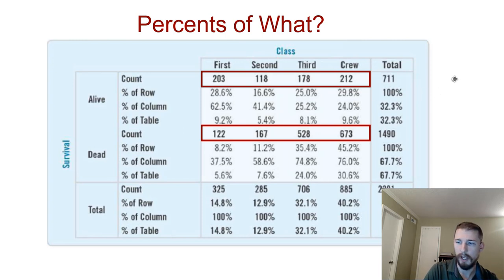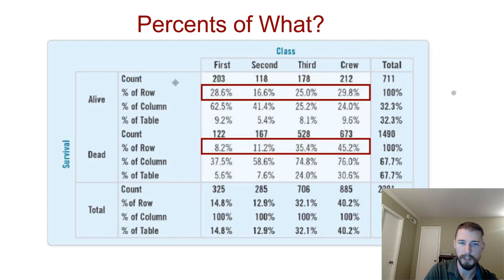So let's look at our first one. The first one is the percentage of the row. If we look here on the row, that's 100%. So we're talking about what is our breakdown of all the survivors. If you survived, we're only looking at this row, what was the class breakdown by survivors? So of all the survivors, 28.6% were first class, 16.6% were second, 25% were third class, and you can read that in crew. And altogether that gives us 100%.